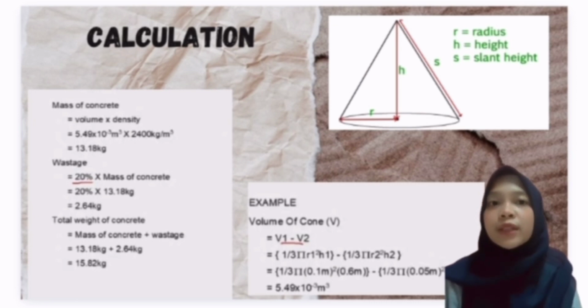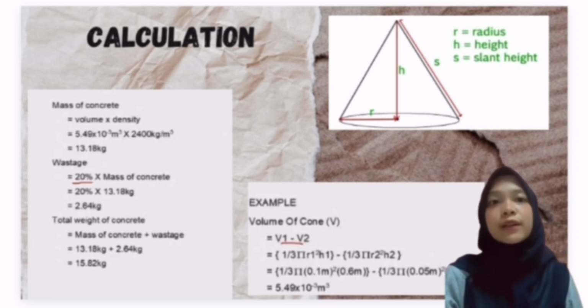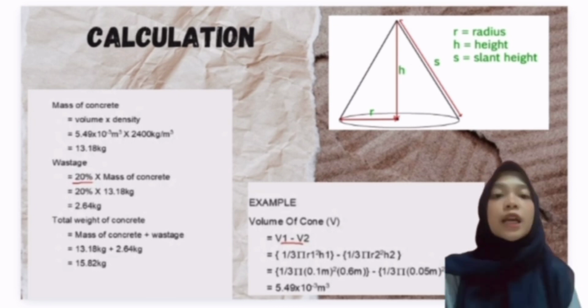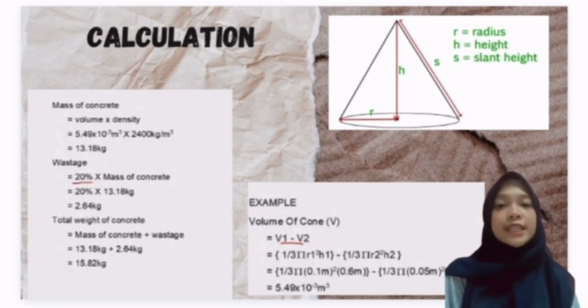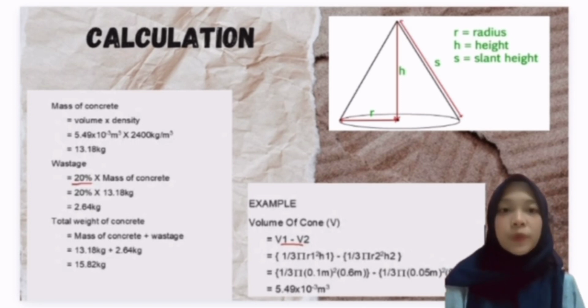When talking about the cone, we must calculate the volume for the slump test. There will be two volumes, V1 and V2, because they have different heights: the original height and the height after we leave the slump container. The basic formula of a cone is 1/3 pi times R squared times H1 for volume 1, and 1/3 pi times R squared times H2 for volume 2.